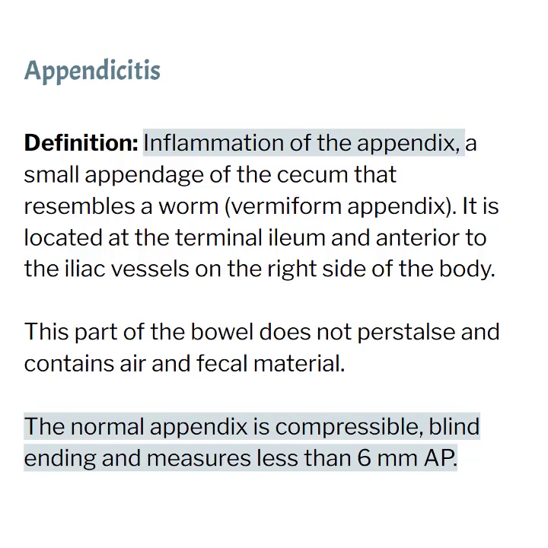of the body. We know that most of the bowel peristalses when we see it under ultrasound. However, the appendix is unique in that it does not peristalse, as it contains air and fecal matter. Regardless of age, the normal appendix should be compressible, has a blind end to it, and measures less than 6 millimeters in the anterior-posterior dimension.